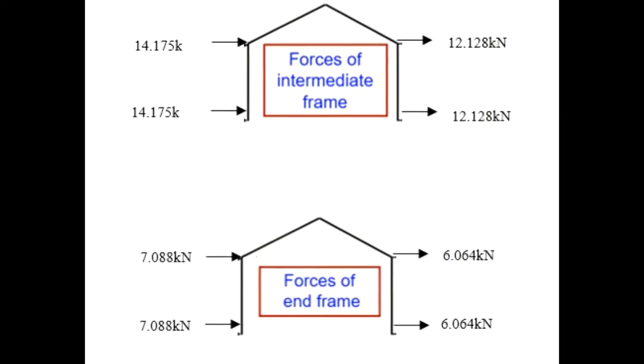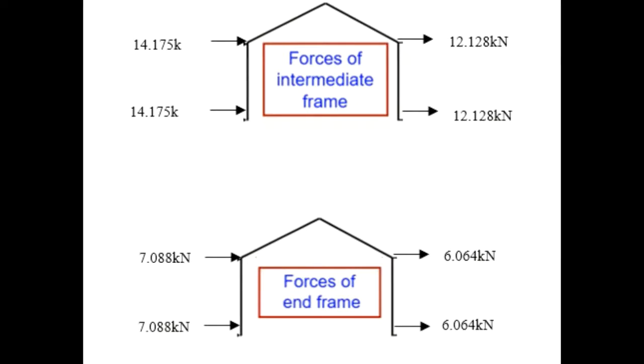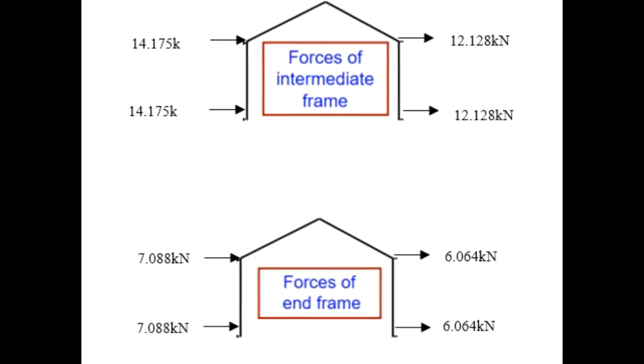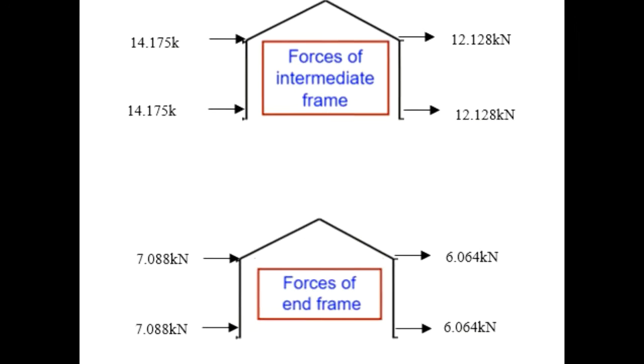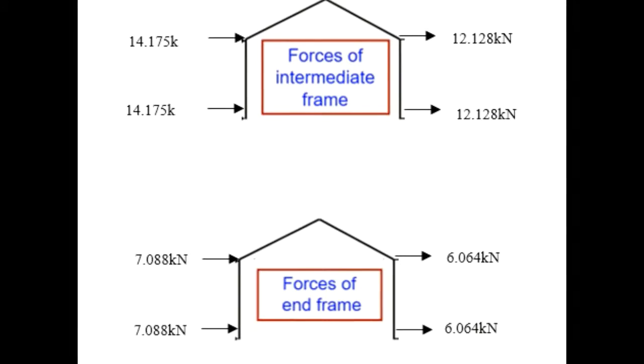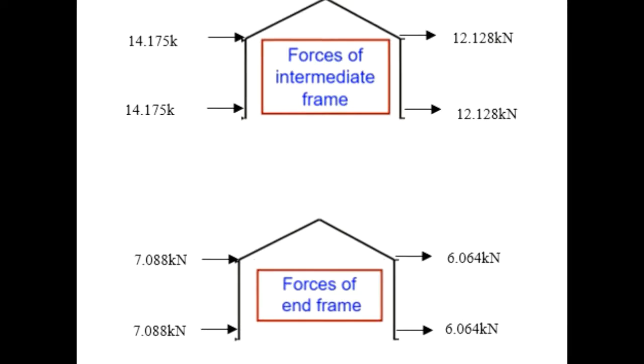Roof bracing. X-direction roof bracing. Forces of intermediate frame are 14.175 kilonewtons of pressure and 12.128 kilonewtons of suction. Forces of the end frame are 7.088 kilonewtons of pressure and 6.064 kilonewtons of suction.